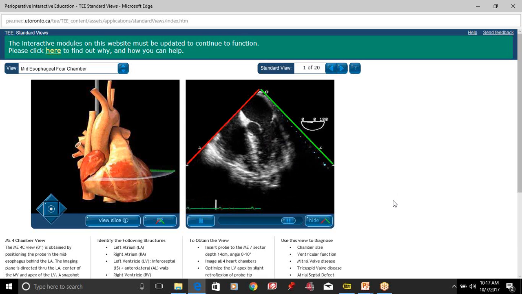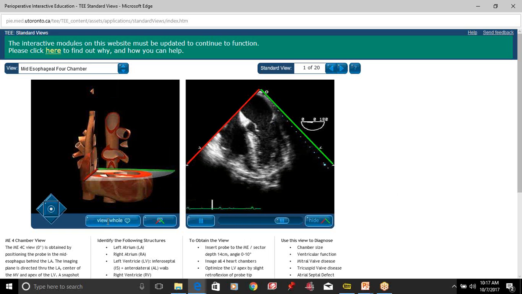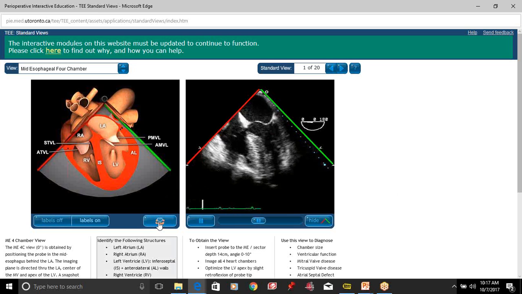This is a Toronto General echo session where they go over 20 of the most common views, and you can start here. If you know these views, then you have a good appreciation for what it looks like.